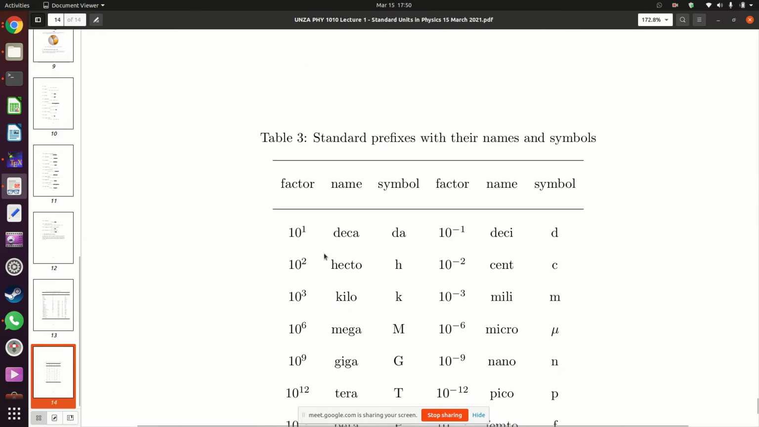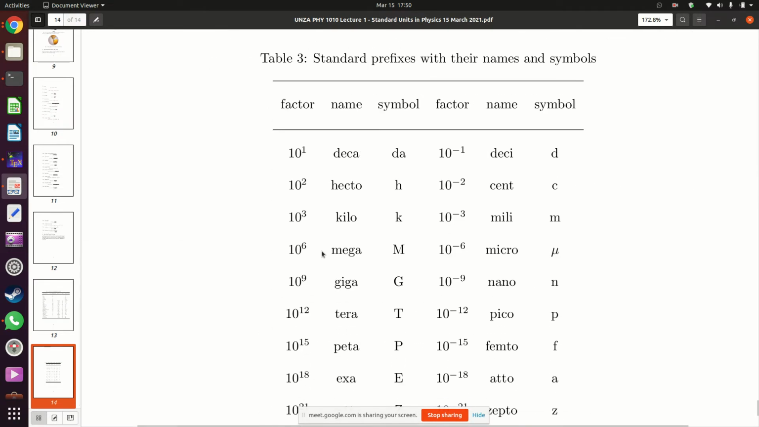So let's see what it is which we use. We'll start with the prefixes we use for expressing very large physical quantities. For example, there's a factor 10. The name of this factor is deca, the symbol is da. Then there's hecto, that is 10 to the power 2, which is 100. The symbol is h. Then 10 to the power 3, this is a kilo, 1,000. The symbol is k.